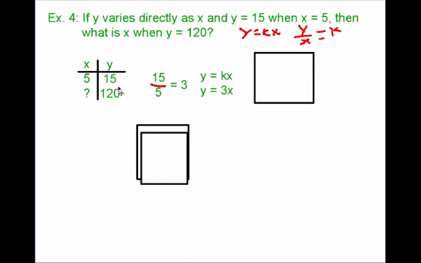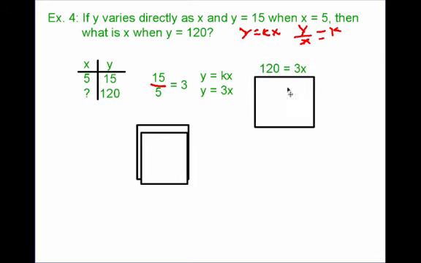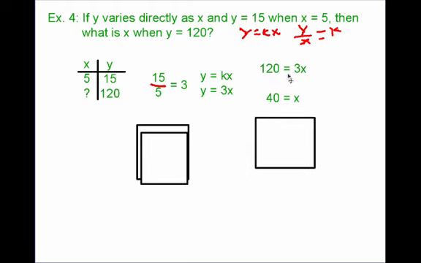Now, I need to figure out what is this question mark. What is my missing value? Well, to do that, I plug 120 in for y. So 120 equals 3x. Divide both sides by 3, and I get 40 equals x. So my answer is 40. So that's how we do a problem like this.